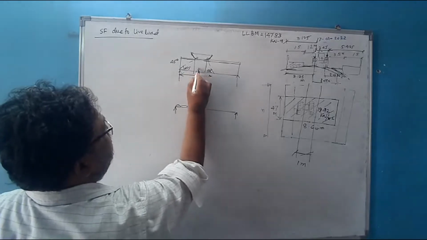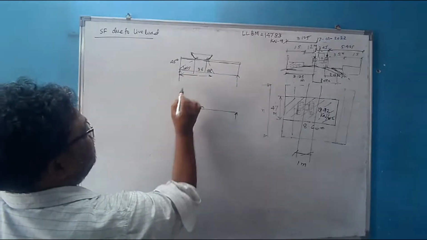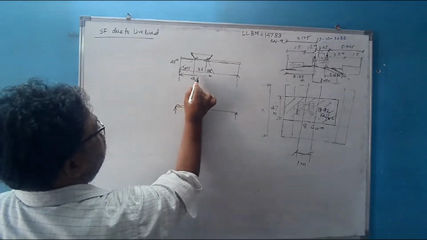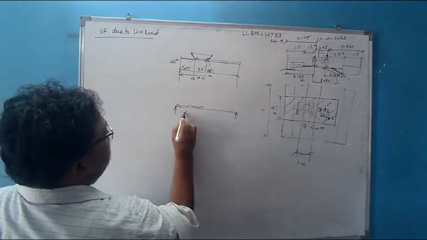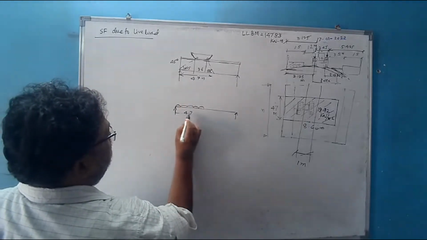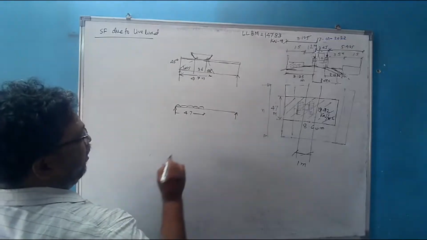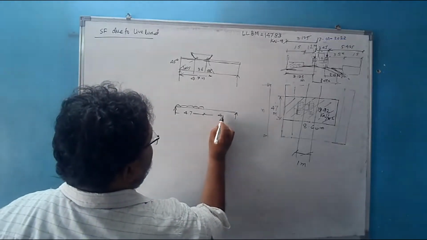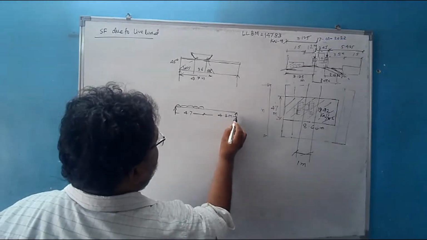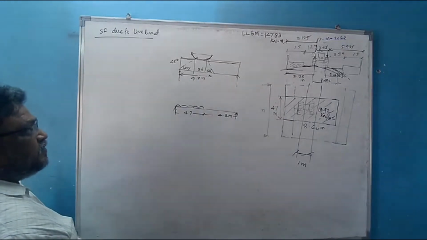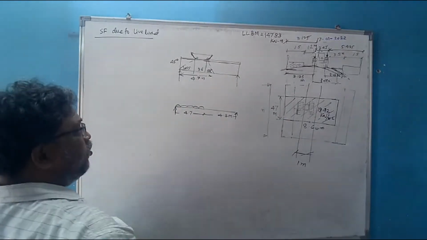0.55 meter. This contact length is 3.6 meter. So this will be total equal to 4.7 meter. It means that the dispersion will be for a span of 4.7 meter, and the remaining distance will be 4.3 meter because the total span is 9 meter. Now what is the intensity of load?